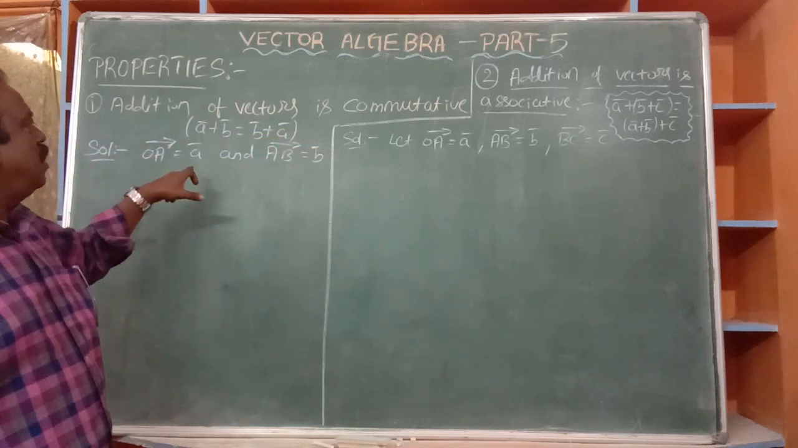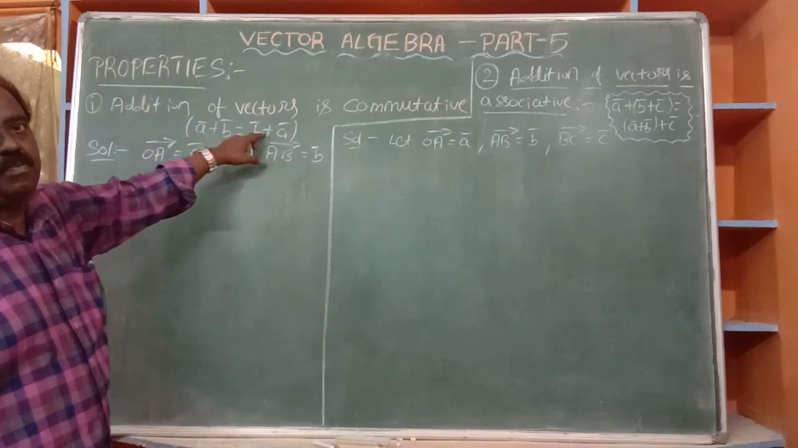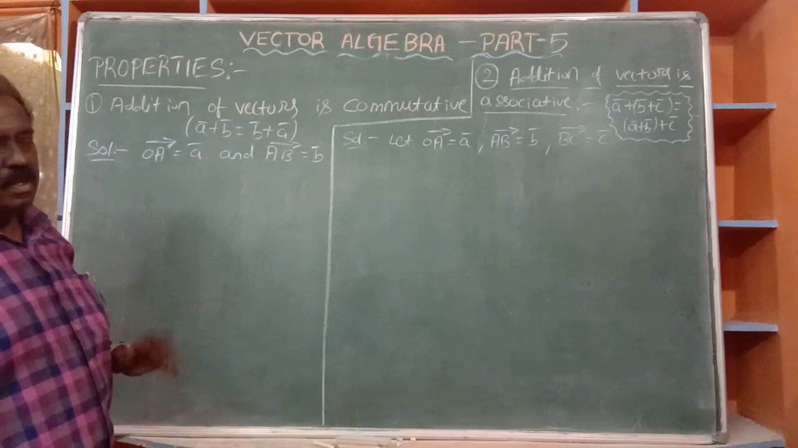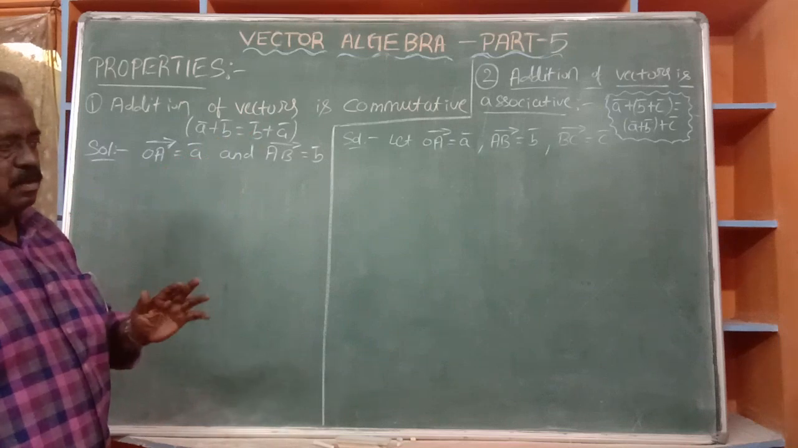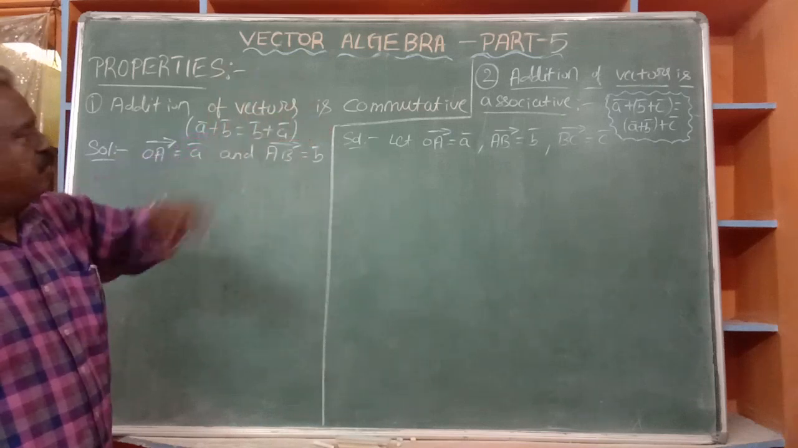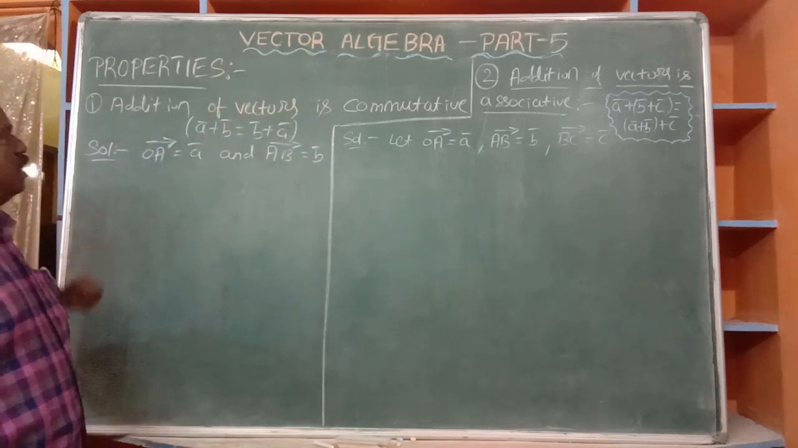What is commutative law? 5 plus 6 is equal to 6 plus 5 is equal to 11. The same. 5 plus 6 or 6 plus 5. A plus B or B plus A. Okay, now that is commutative law. We'll go to next. Here, commutative law.